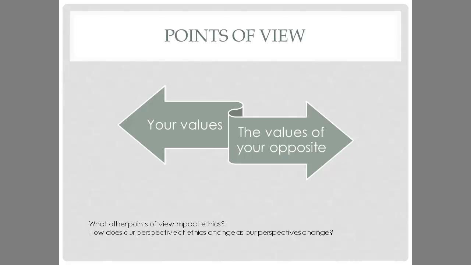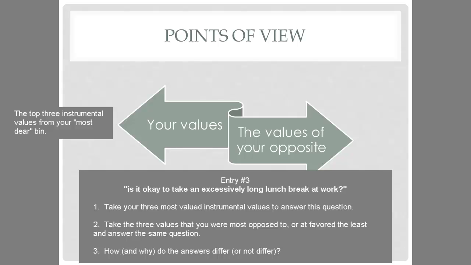I want you to compare your dominant values to a different set of dominant values and think about how they might view the same thing. The first thing I want you to do is take the top 3 values from your most dear bin, and I want you to treat these as your values. Use these values to answer this question. Is it okay to take an excessively long lunch break at work?